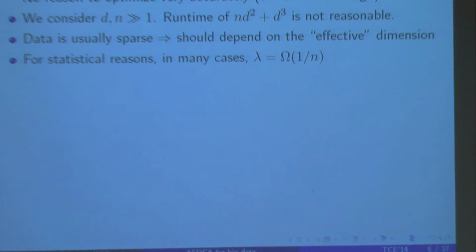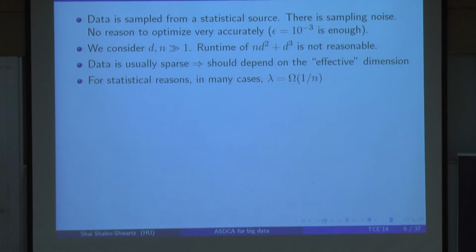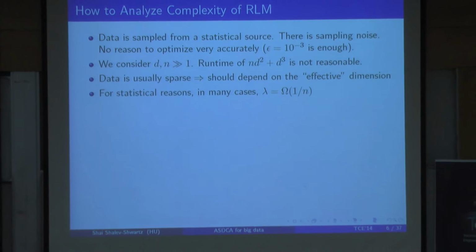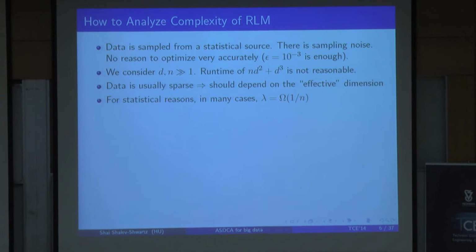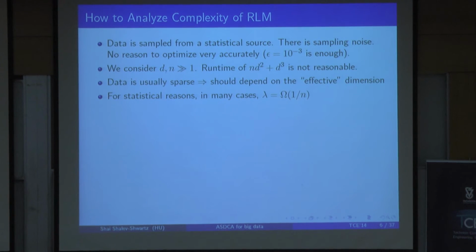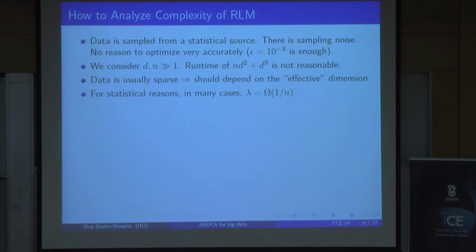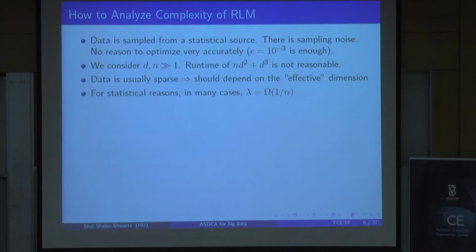So first, as was mentioned before, data. This training set is sampled from some statistical source. So in any case, we have sampling noise in the creation of the training set. So there is no real sense to optimize very, very accurately. And typically in applications, taking epsilon to be 10 to the minus 3 is more than enough. On the other hand, d and n are both very, very large. So a runtime that depends on n d squared, like in Newton method, is not reasonable because this will take forever.